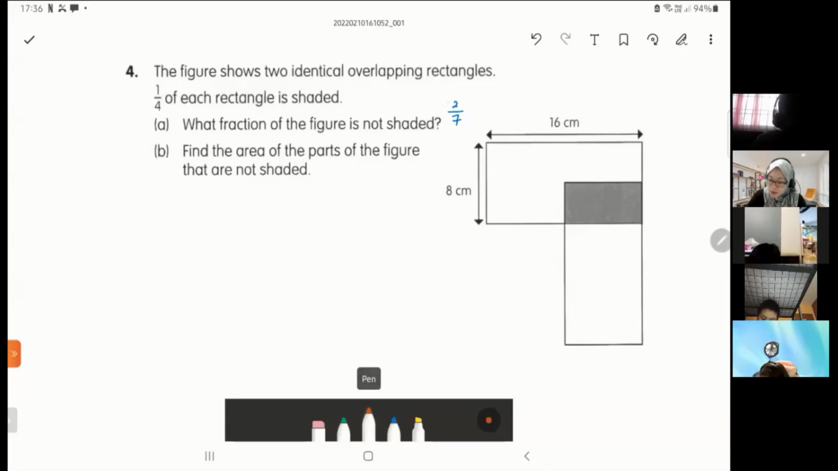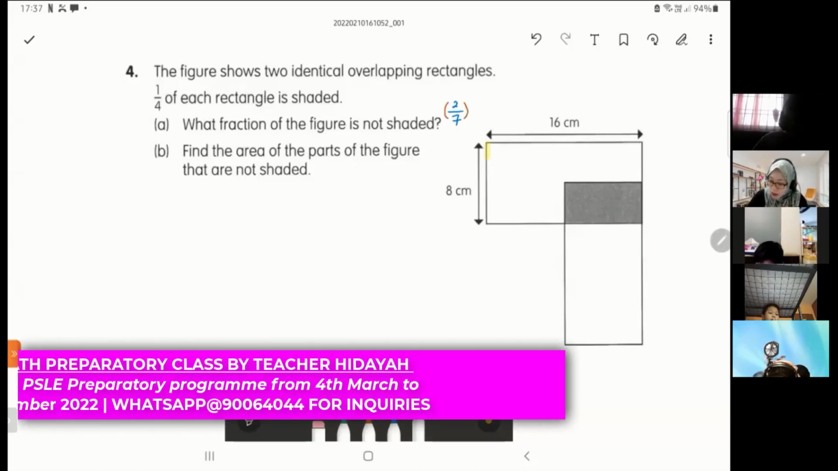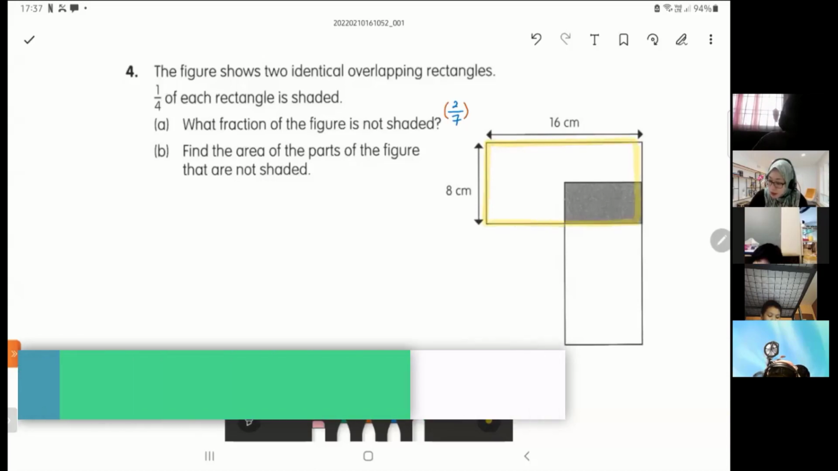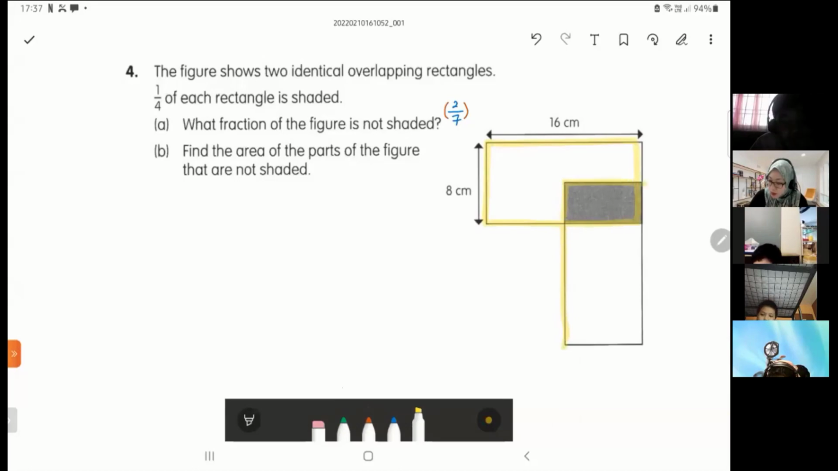Okay, so this is the answer given by our friend. We're going to check whether 2/7 is right or wrong. The figure shows 2 identical overlapping rectangles. So the 2 rectangles are the same. This is rectangle number 1, and then this is rectangle number 2. You can see that they are the same, they're overlapping. The overlapping part is this one, the gray shaded or the blue shaded one as I shade it. I want to find out what fraction of the figure is not shaded.